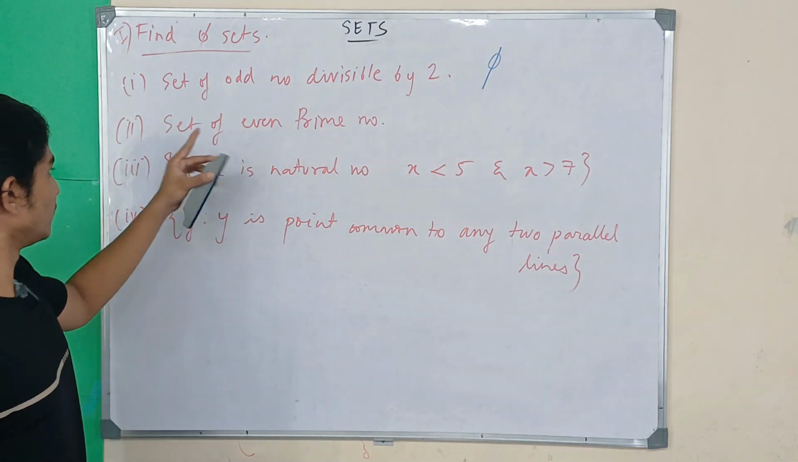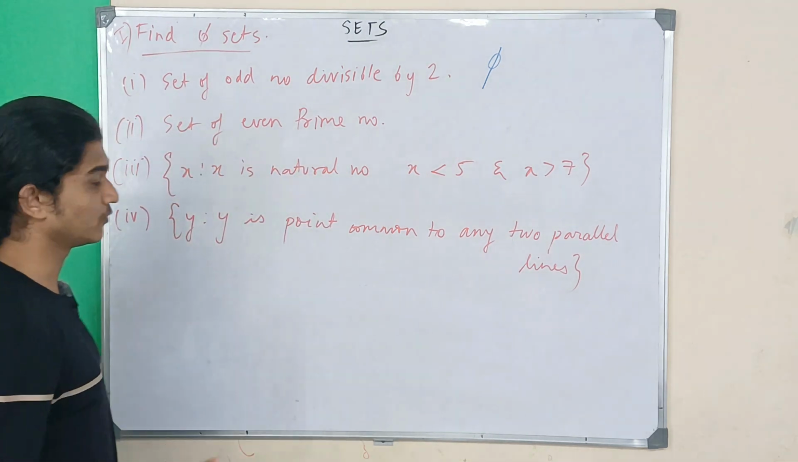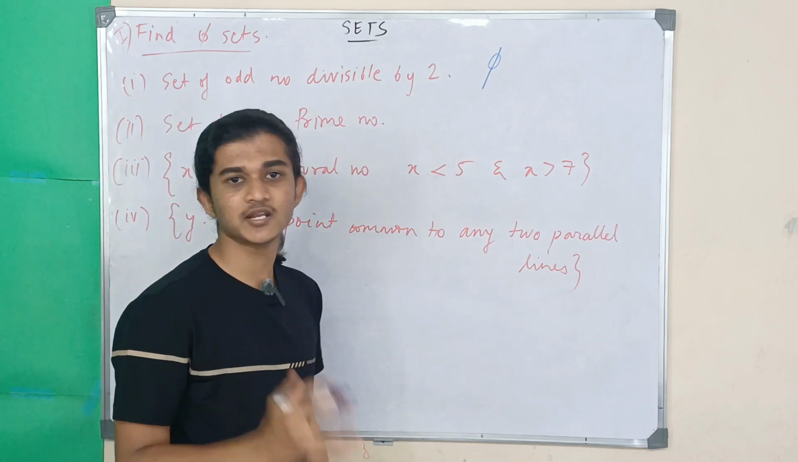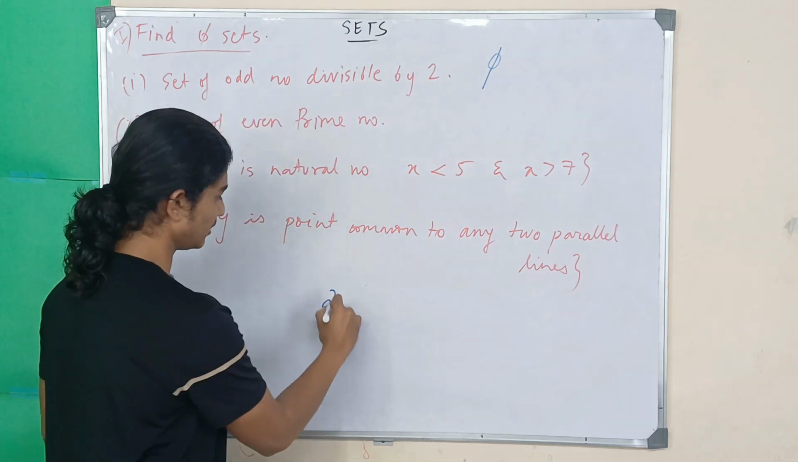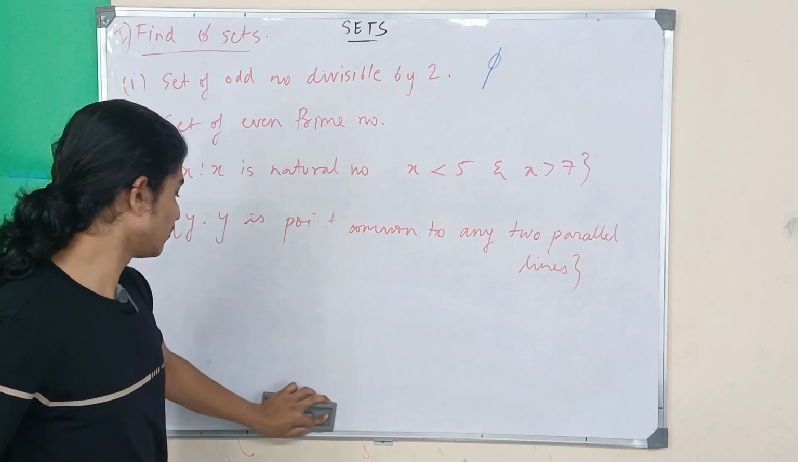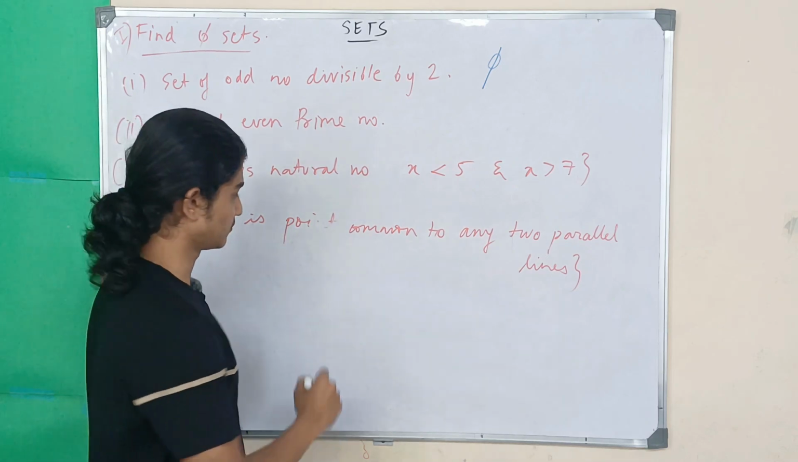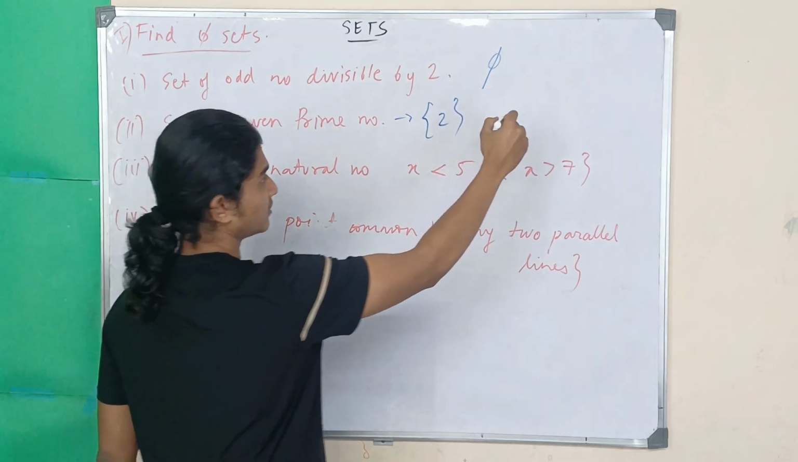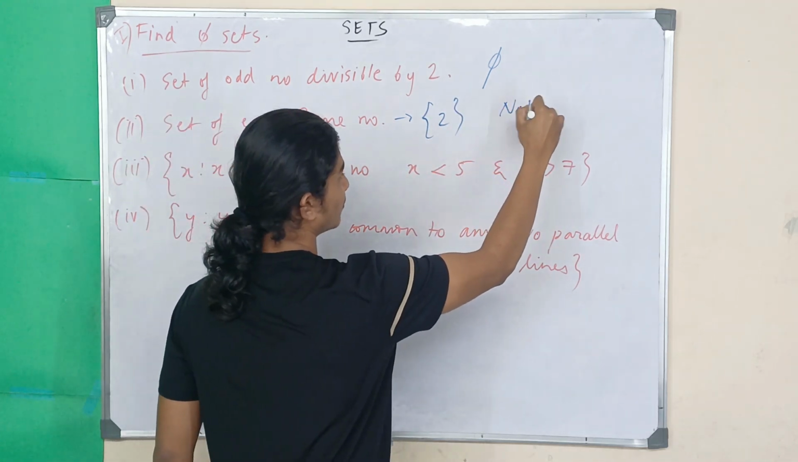And the next one is the set of all even prime numbers. You might know this: the only even prime number in the number system is 2. 2 is the only even prime number, so this is a singleton set, a set with a single element. I can write this set as {2}, which means it has an element in it, so this is not an empty set.